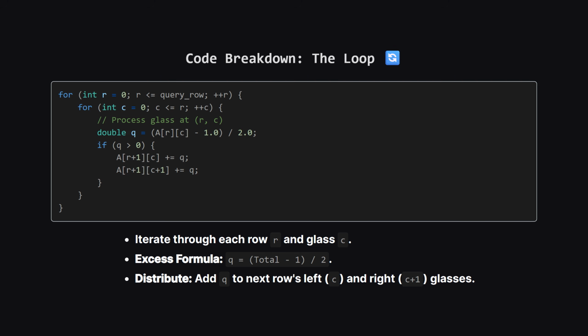2. If Q is positive, meaning there was overflow, we add that amount to the glass directly below on the left, and the glass directly below on the right.